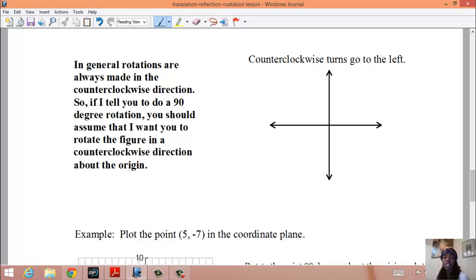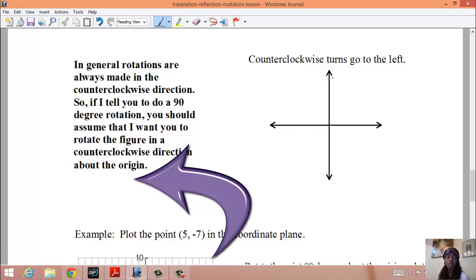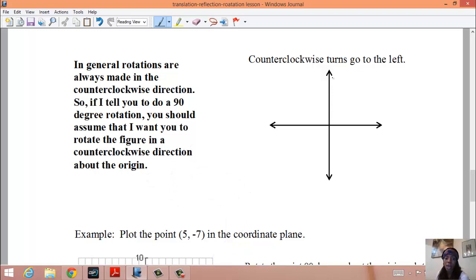In general, rotations are always made in the counterclockwise direction, which means we're going to the left. Counterclockwise is going to the left. So if I tell you to do a 90-degree rotation, you should assume that I want you to rotate the figure in a counterclockwise direction about the origin. And that phrase, about the origin, means with respect to the origin. We're rotating it around the origin.